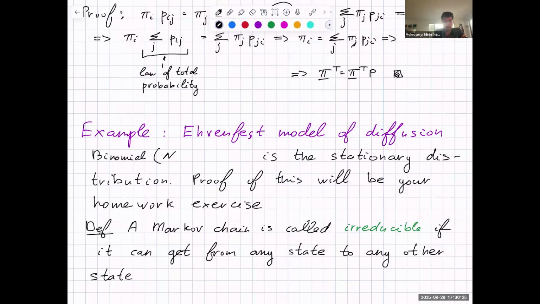And so what success probability do I need in order to satisfy my symmetrical intuition about symmetry in the system? A half, right? Because then the mean will be n over 2. And it turns out that's exactly the case. So binomial with a half probability of success is the stationary distribution of this Markov chain.